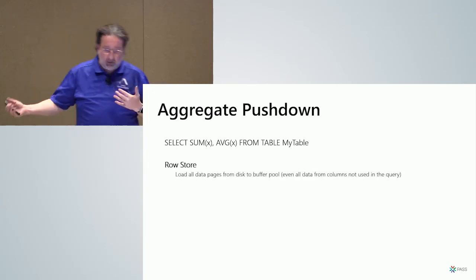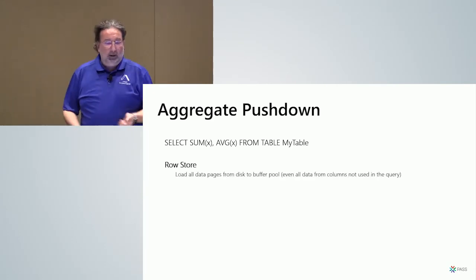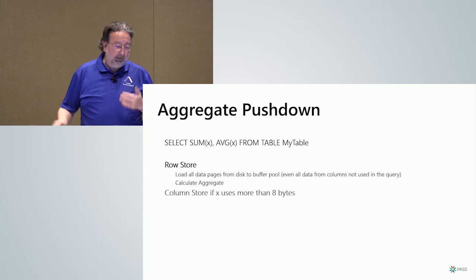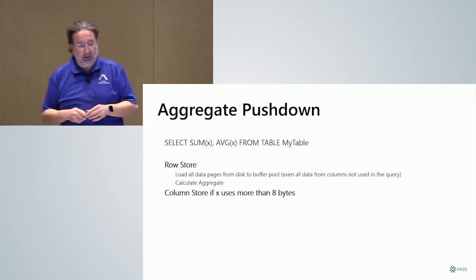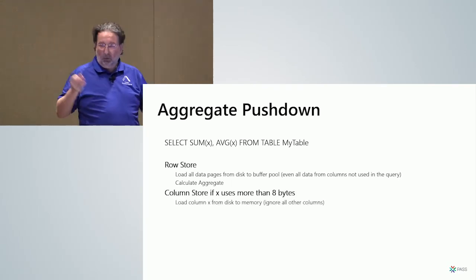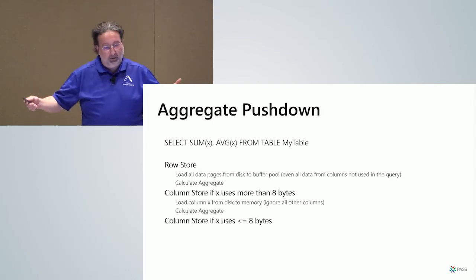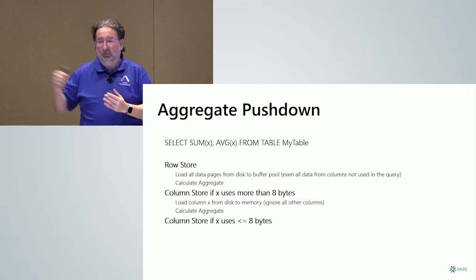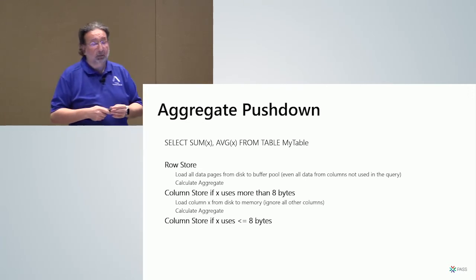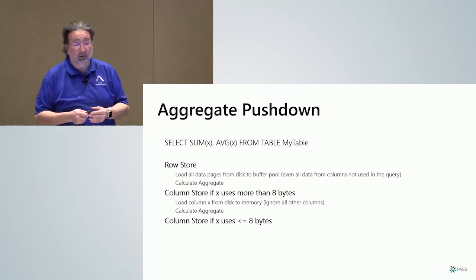On a regular row store, it has to pull it all in and then calculate the aggregate. Columnstore, more than 8 bytes, pulls just in the one row, calculates everything. If it's 8 or less, it just receives the result from the underlying storage engine, which is amazing from a performance gain.